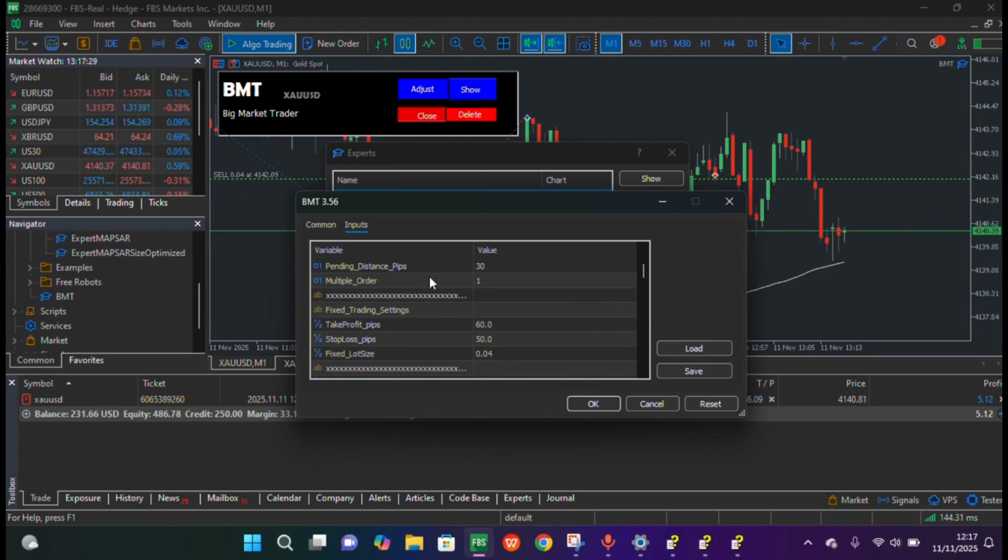The multiple order setting says that if you're going to place two orders at the same time, you can set it to two. So when you hit sell, it opens two orders immediately at the same price. Right now the multiple order is set to one, so when we place a buy, it only opens one trade. That's how this works.